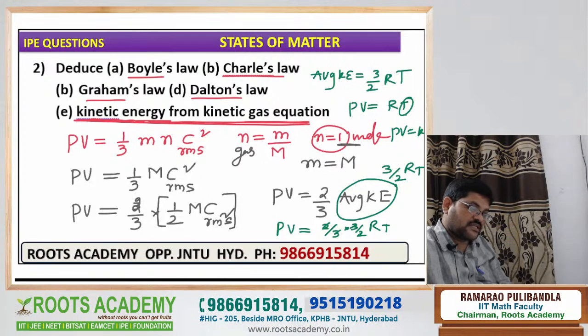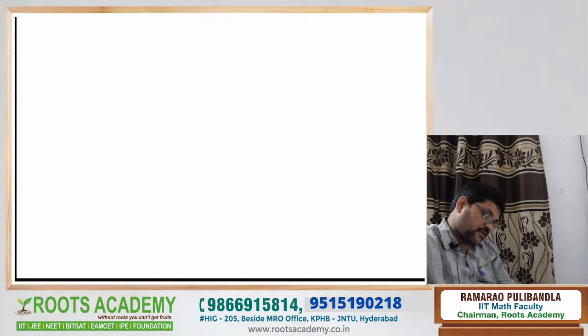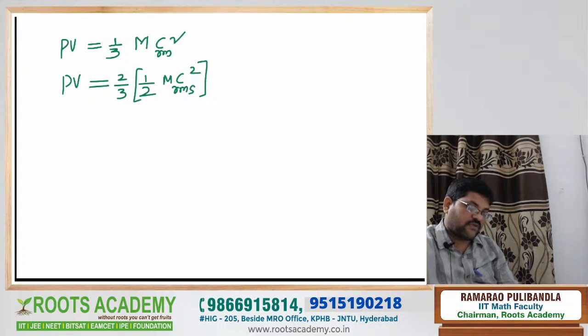Now, how do we derive Charles' law? Graham's law is not important, but Boyle's law and Charles' law are very important. Again, PV is equal to 1 by 3 m into RMS velocity square. From that, you write half into m RMS velocity square into 2 by 3. Because the 2 cancels, you get 1 by 3 now.